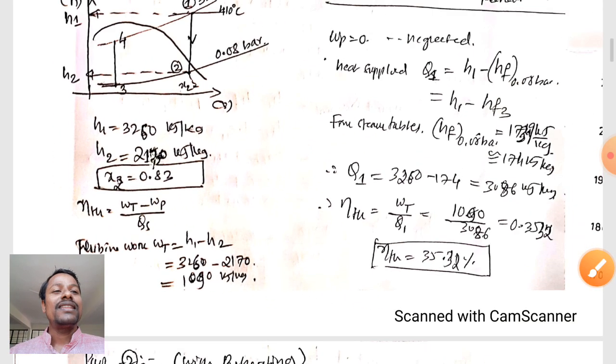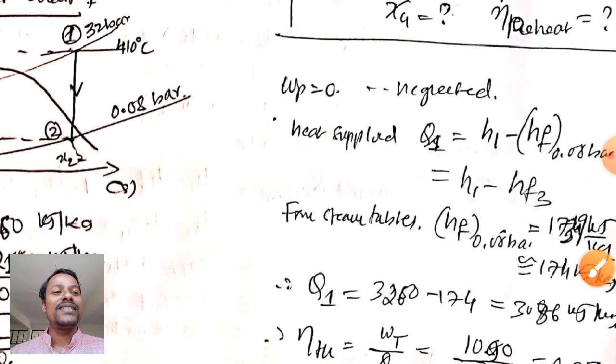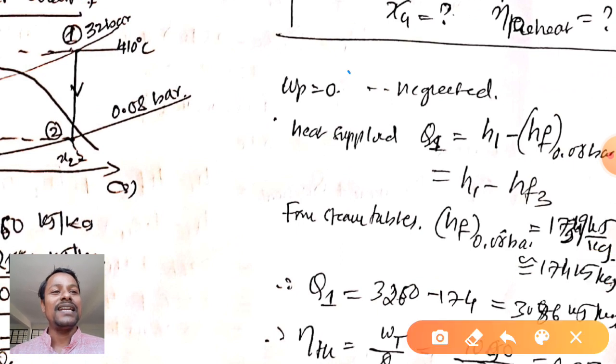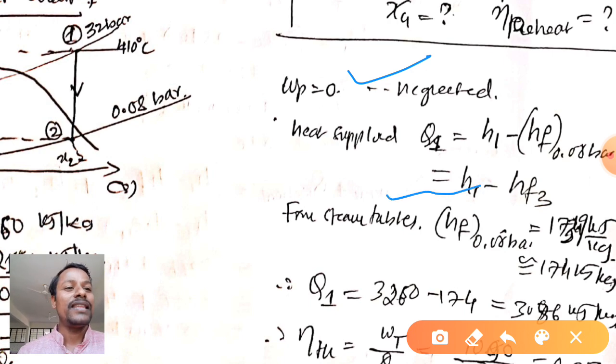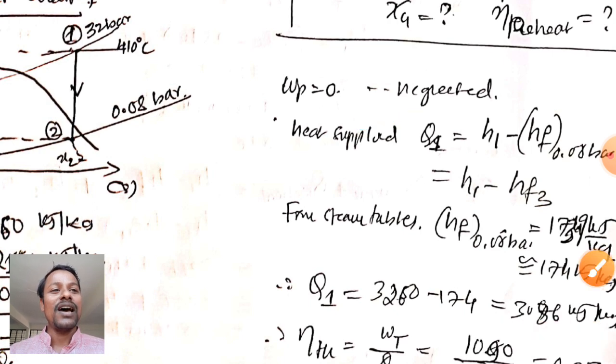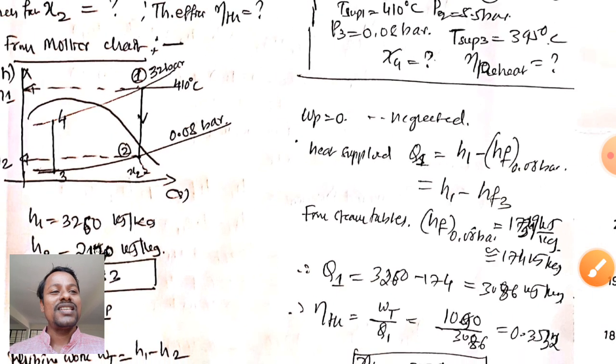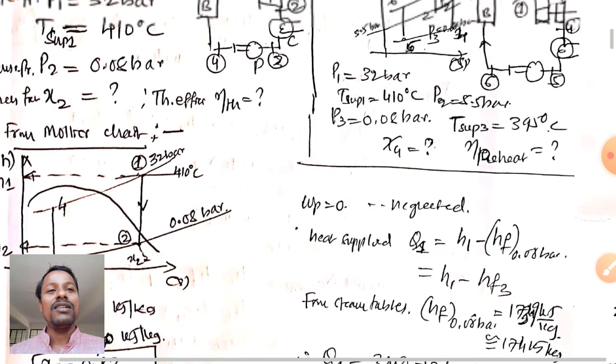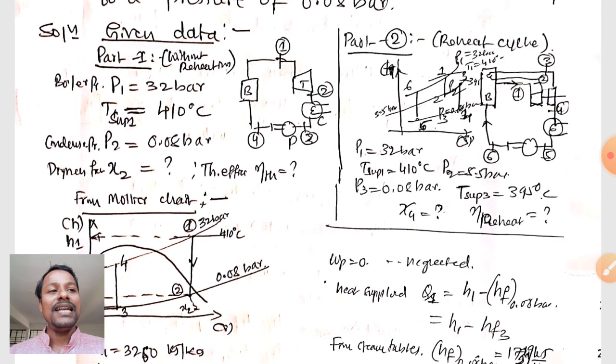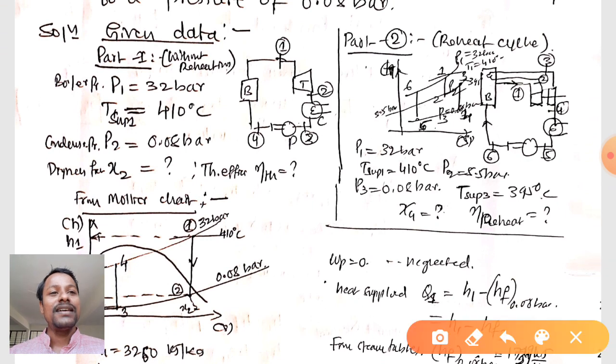Then the pump work is neglected or negligible, so WP I am keeping as 0. Then let us proceed with the heat supplied. So how to write the formula? From the schematic diagram we know that the heat supplied is in the boiler. So that is H1 minus HF4.